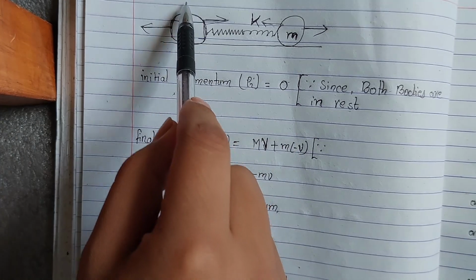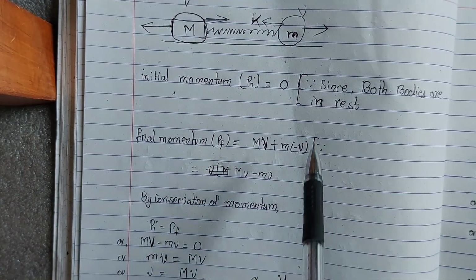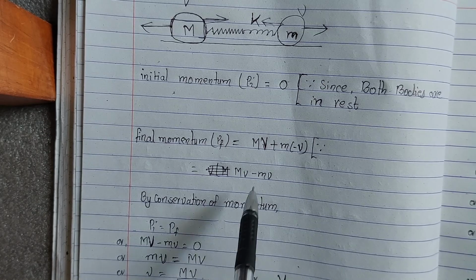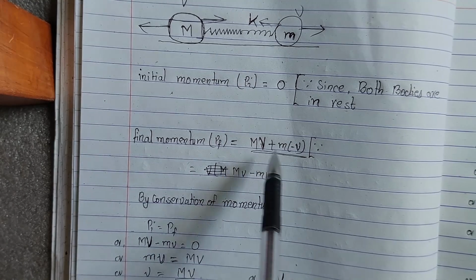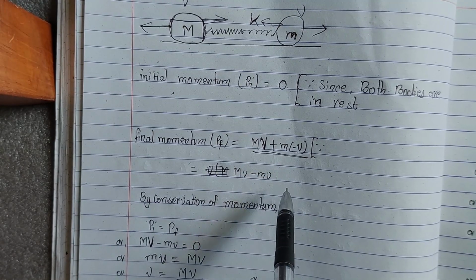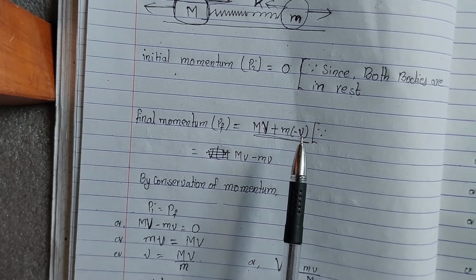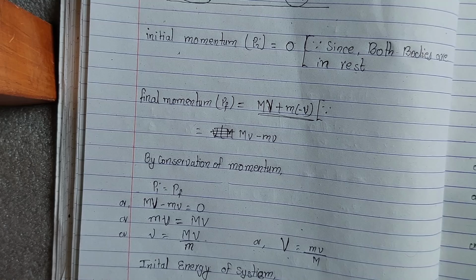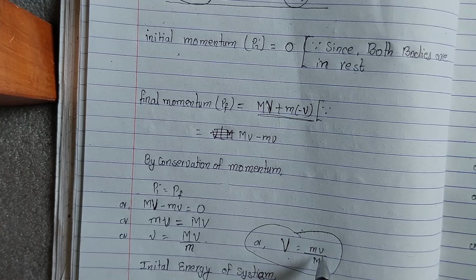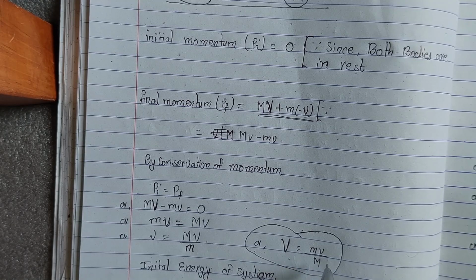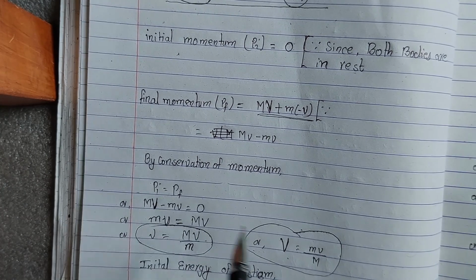So we consider the velocity of the capital ball as capital V and the small ball as small v. So the final momentum of the ball becomes capital M V minus small m small v. By the conservation of momentum, we got capital V as small m small v upon capital M, and small v as this value.